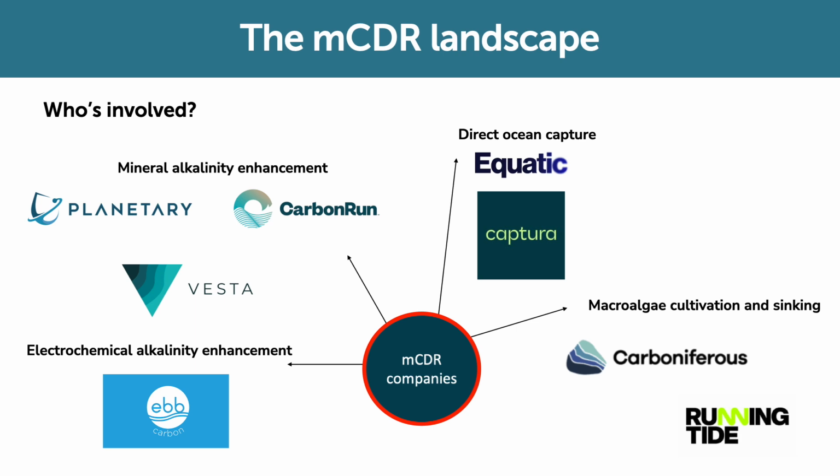This slide shows some of the mCDR startups that are currently involved in field testing the mCDR methods we've been discussing. They include Ebb Carbon, which specializes in electrochemical alkalinity enhancement, Planetary, which is adding magnesium hydroxide to neutralize carbon dioxide, Carbon Run, which adds alkalinity to rivers, Vesta, which adds alkalinity to beaches, Aquatic and Captura, which specialize in direct ocean capture, and Carboniferous and the former company Running Tide, which specialize in macroalgae cultivation and sinking.